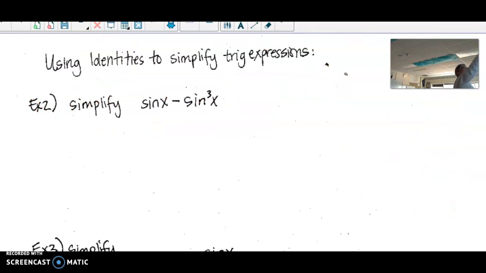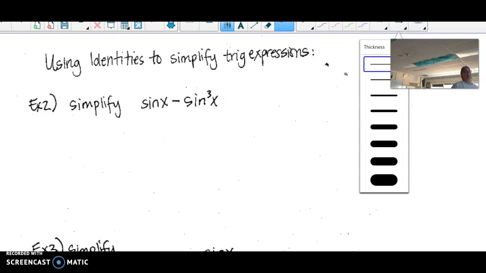Okay, so the next topic that we're going to be looking at is using identities to simplify trig expressions. At first, this can be kind of overwhelming because it's going to seem like there are so many different routes that you could go. But really, after some practice, it starts to become a lot easier. You'll start to recognize what to do when.